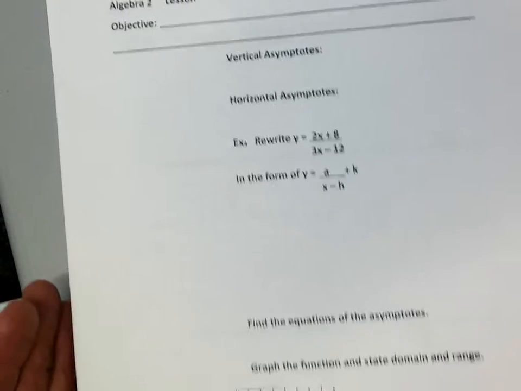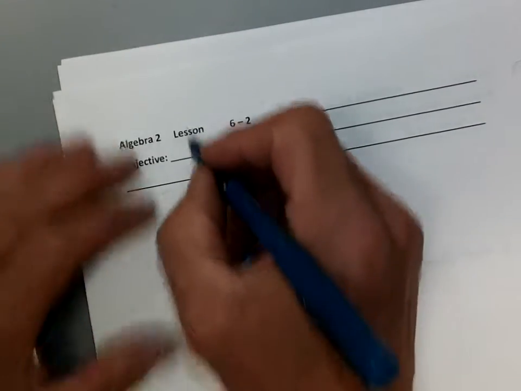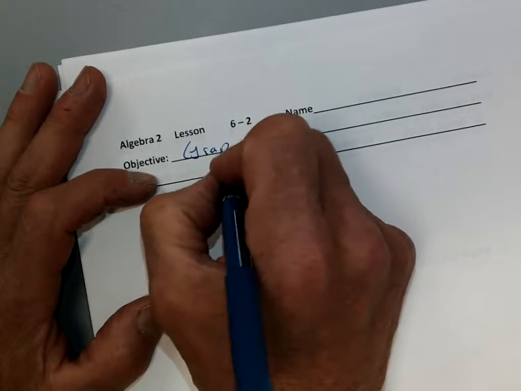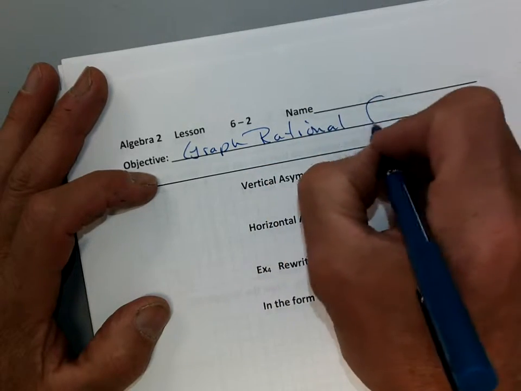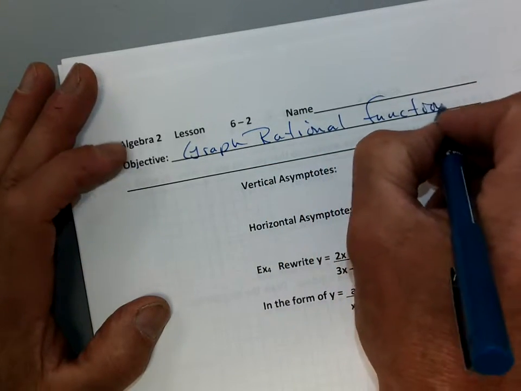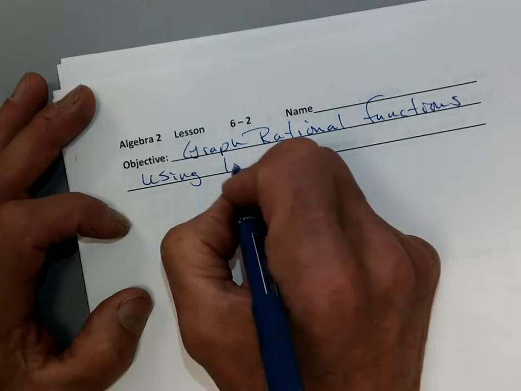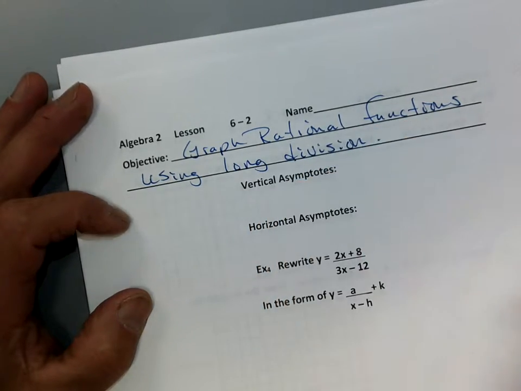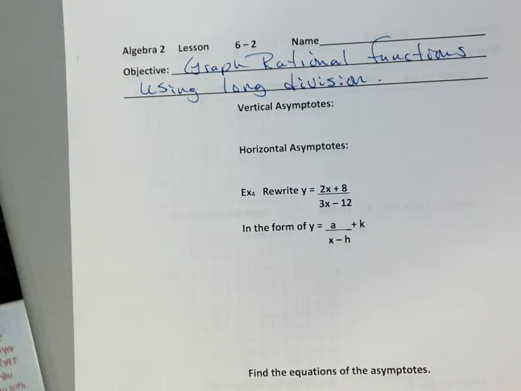Okay, so objective. In this case, my objective is going to be to graph rational functions using long division. Okay? All right, let's do this problem one more time, okay? Because you kind of need it again, don't you?